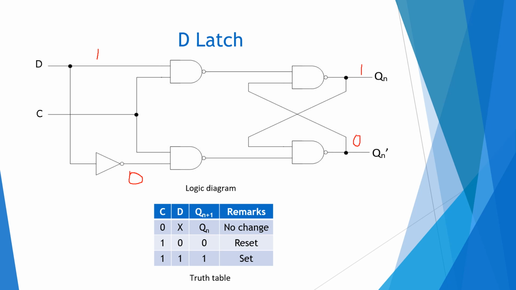When C is equal to 0, these two will definitely be 1, and there will be no change. Right, 0, 1, 1, 0. And when C is equal to 1, it will be according to the condition of D. When C is equal to 0, there will be no change.